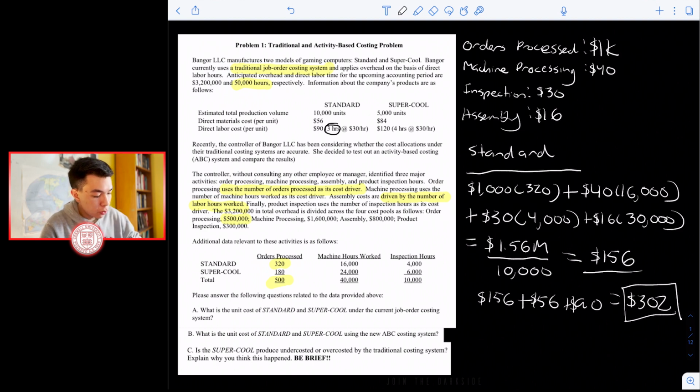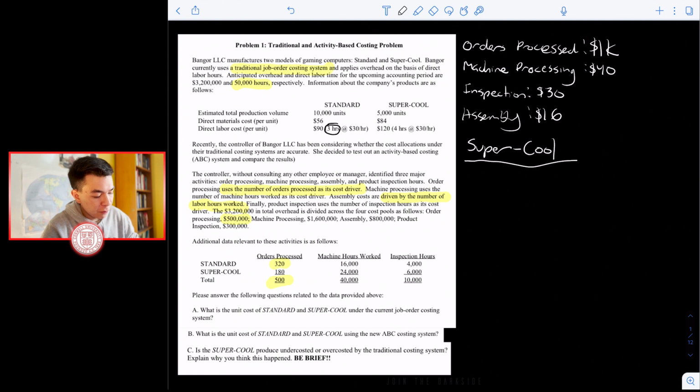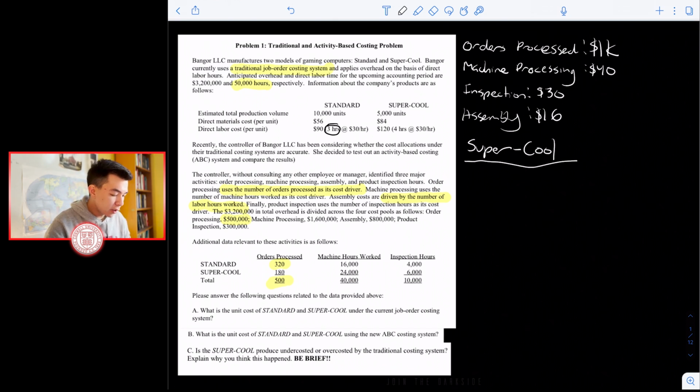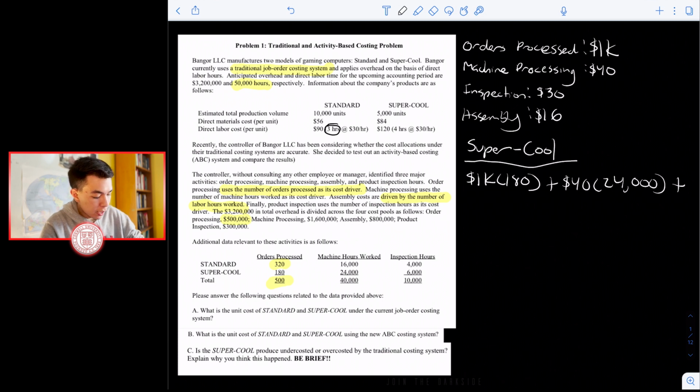And now let's do Super Cool. So Super Cool, same process, but we've already done quite a bit of the work. We've already figured out how much each order costs, how much each inspection hour costs, and we don't have to redo that. We can use those same numbers for Super Cool. I'm looking here, and they tell us that Super Cool, they use 180 orders. So it's gonna be 1K times 180 plus 40 times 24,000 plus 30 times 6,000 plus 16 times 20,000.